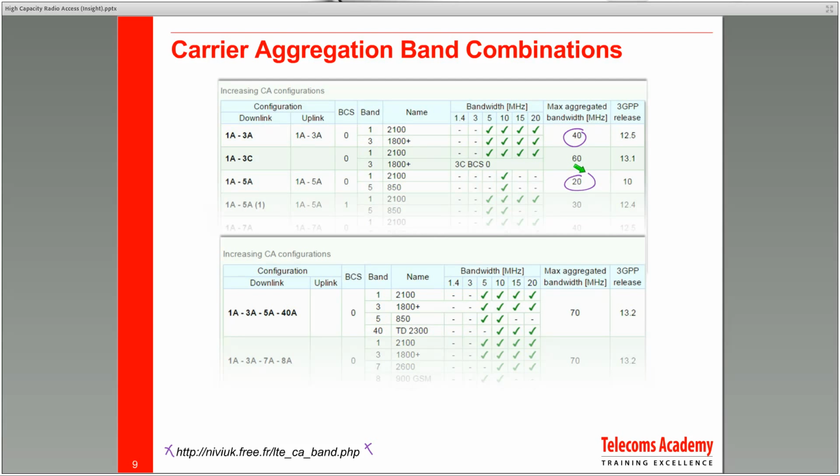But in order to get the maximum possible capacity out of these things, we mentioned before that we can have up to 5 so-called component carriers aggregated together, and those could come from, as the bottom table shows here, 4 different bands. So just this one example here, we've got the 2100 megahertz band, 1800, 850, and a TD 2300 there, which can be aggregated together to give us something that looks like a 70 megahertz radio channel.